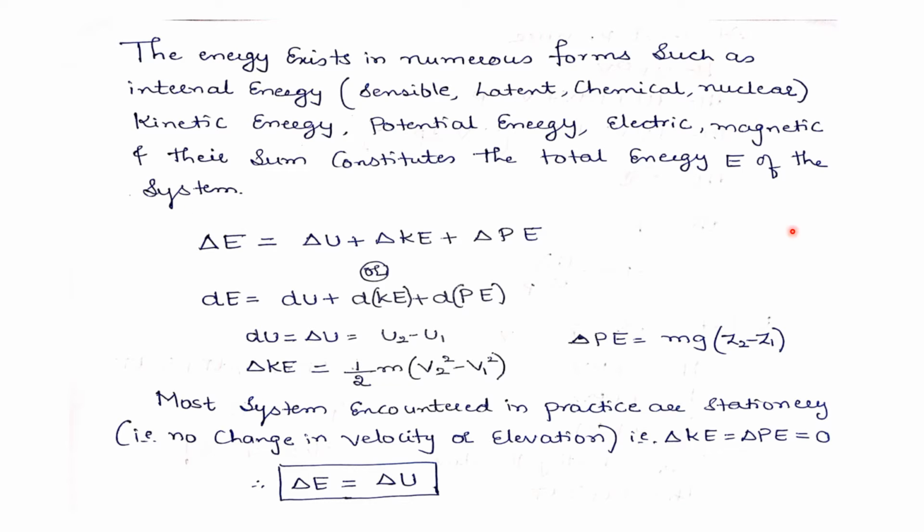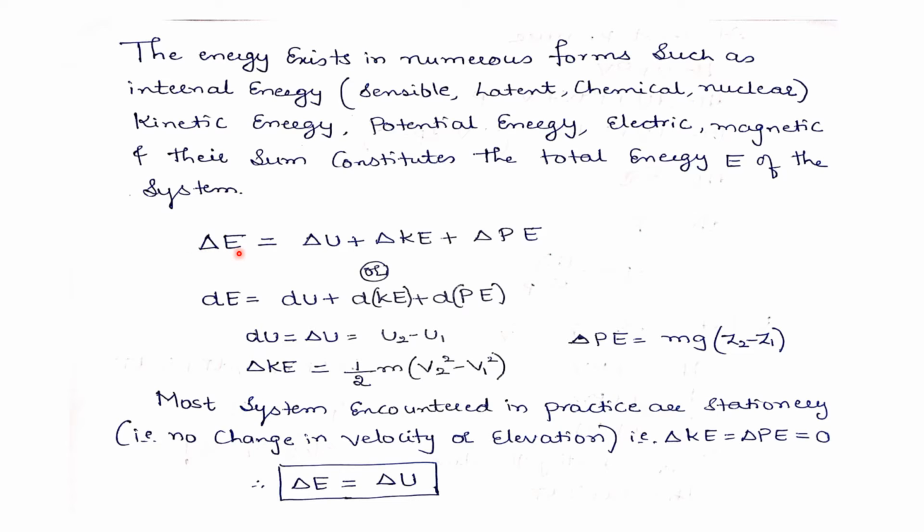So total energy is indicated by E. E of the system, that is total energy. E indicates the addition of all these forms of energies. So we have written here delta E is equal to delta U plus delta kinetic energy plus delta potential energy. In the absence of electrical and magnetic energies, we have not considered them here.